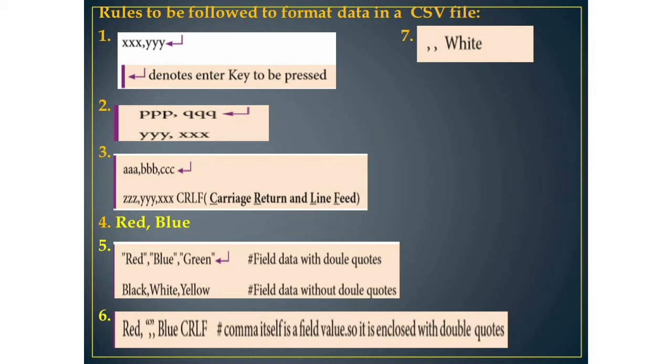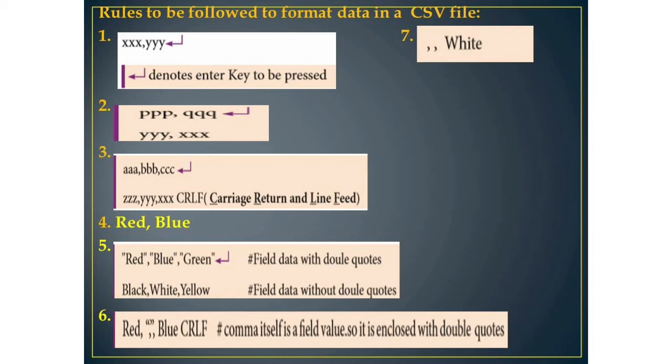First rule is each record or row of data is to be located on a separate line, delimited by a line break by pressing the enter key. That is, after completing the first row, you have to press the enter key. Then you have to start the second row in a new line. Okay. Then the second rule is the last record in the file may or may not have an ending line break.